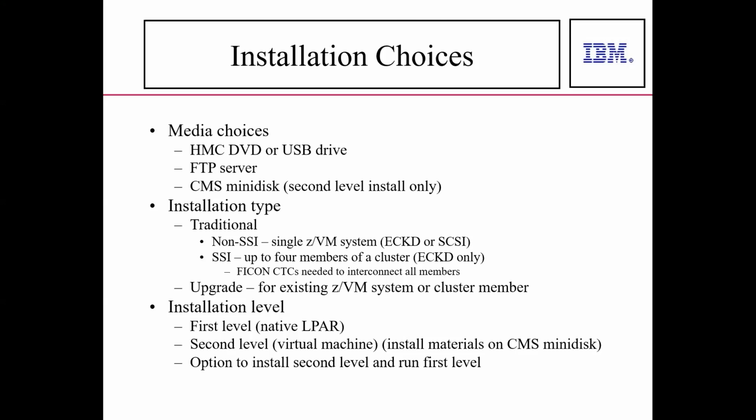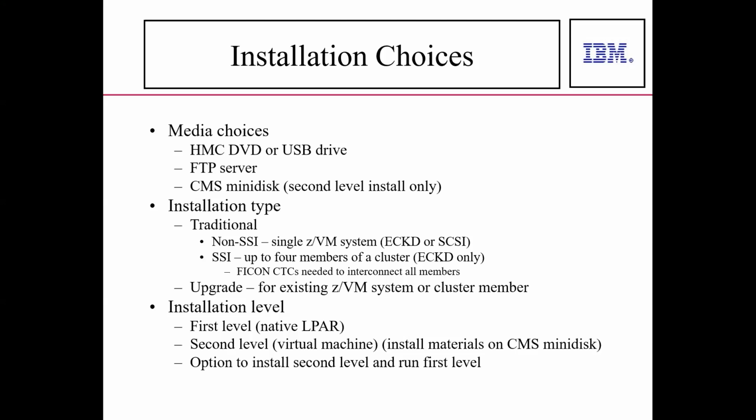If you take the content of those two zip files and you upload that content to a CMS formatted minidisk, you can make the DVD or zip file content available to a virtual machine where you're installing z/VM, and everything's on a CMS minidisk, so there's no network I/O that has to be done at all. It's a very fast install.